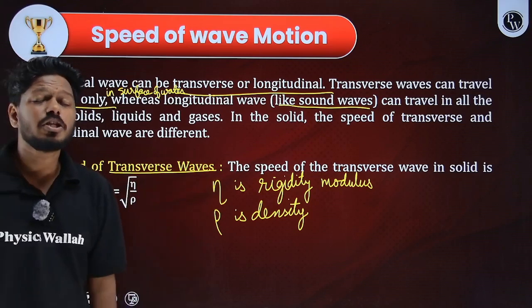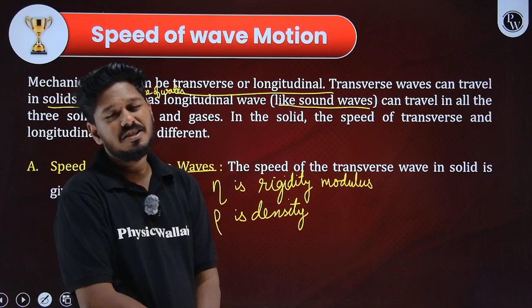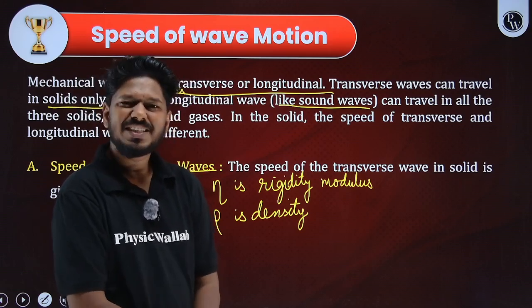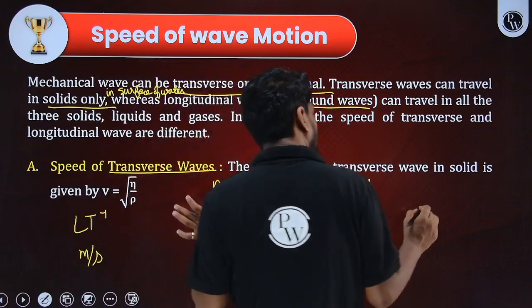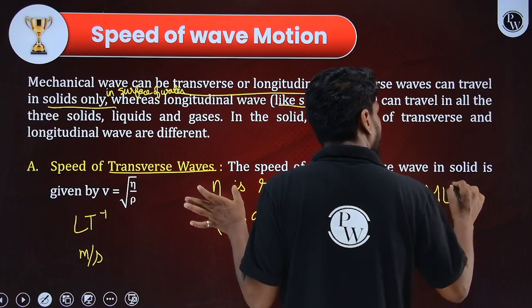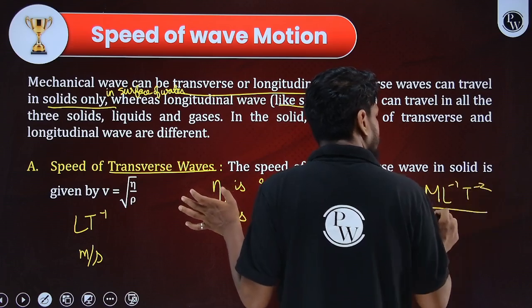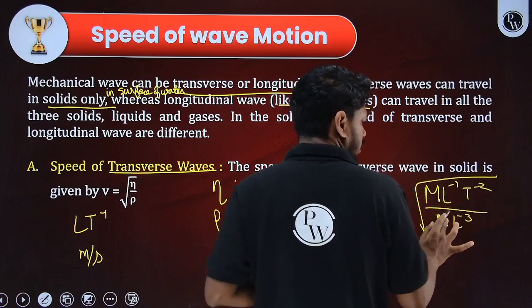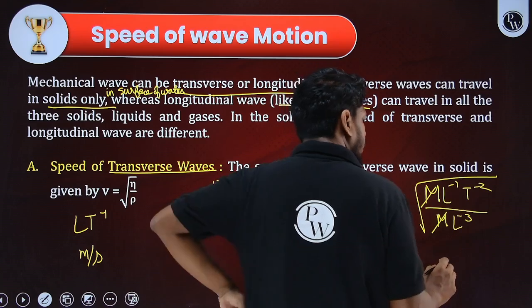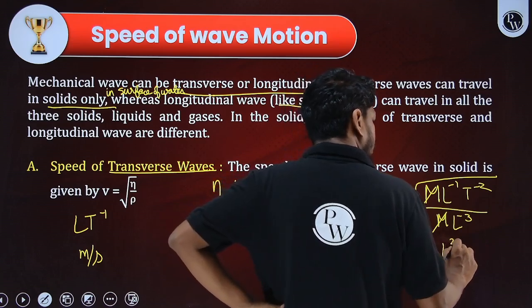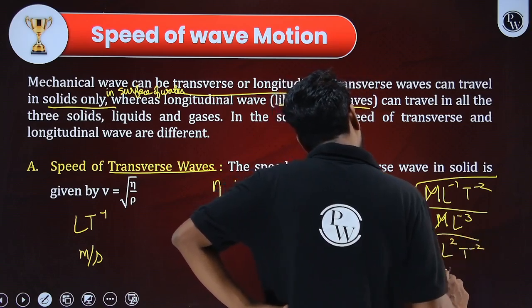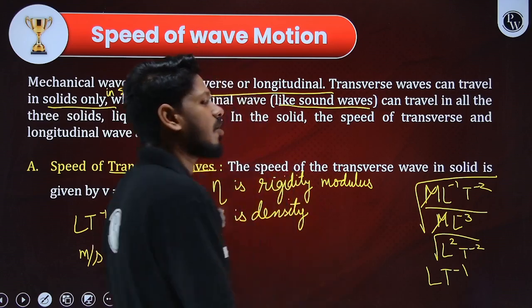Dimensionally, eta, the rigidity modulus, has a dimension of what? Pressure or stress, basically force upon area. So dimensionally this is going to be force upon... So they are all within the root. So this m can cancel. If I take this above, I will get L square t power minus 2 within the root. If I simplify this, I will get L t power minus 1. So dimensionally the formula is correct.